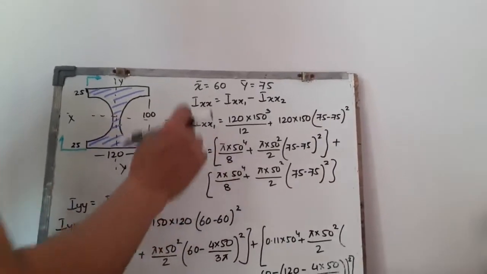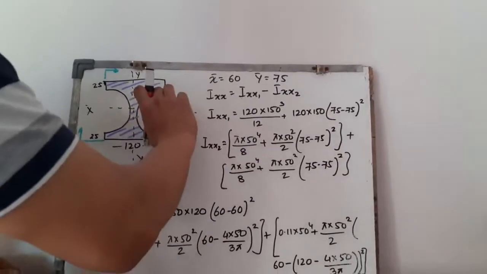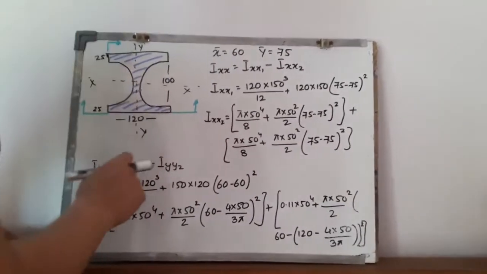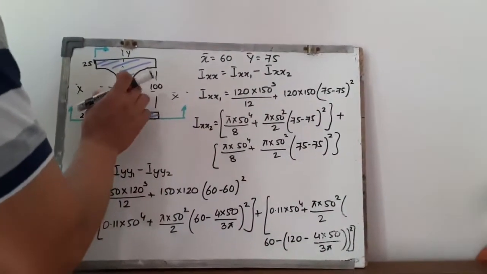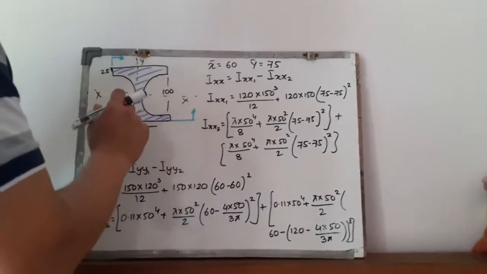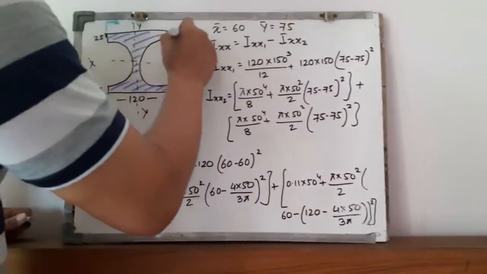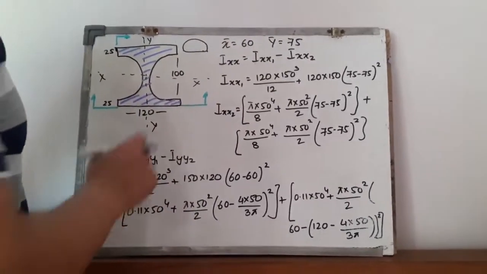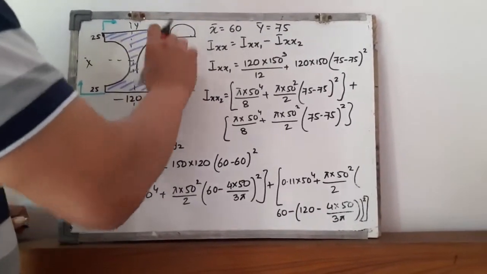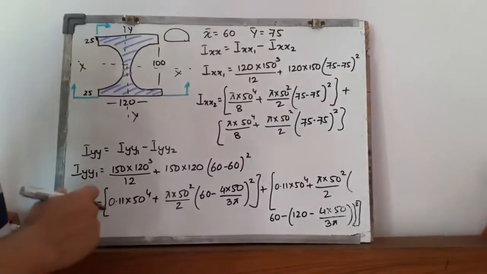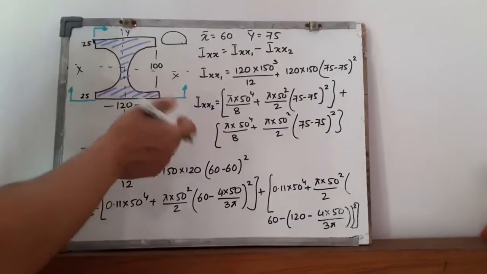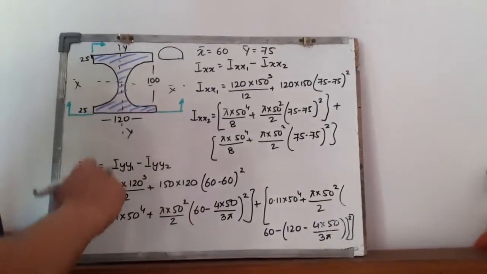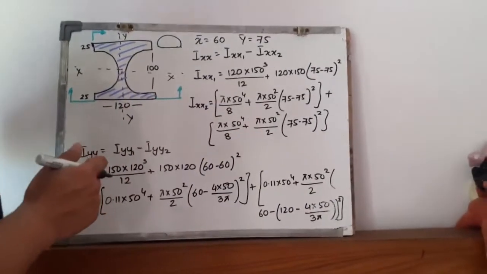So if you find out Ixx2, Ixx2 is the sum of these two semicircles. At the time of derivation you have seen that the semicircle we had taken was for this shape. Now here the semicircle is of this shape, so it has been rotated by 90 degrees. So you can say that x bar becomes y bar and y bar becomes x bar. Similarly, Ixx becomes Iyy and Iyy becomes Ixx.